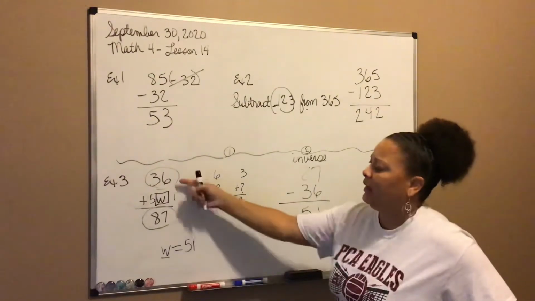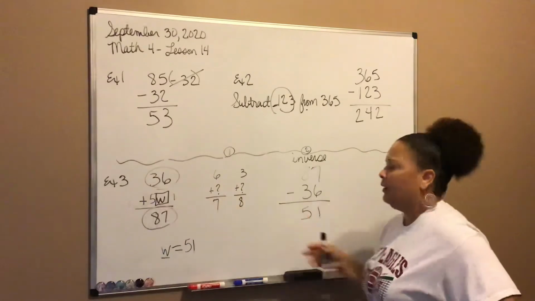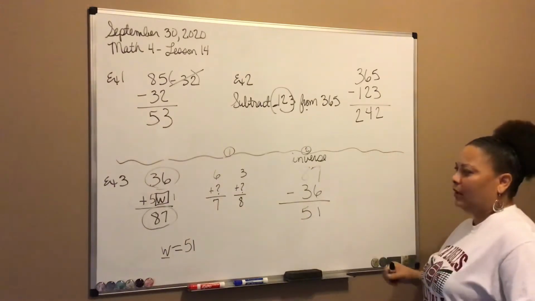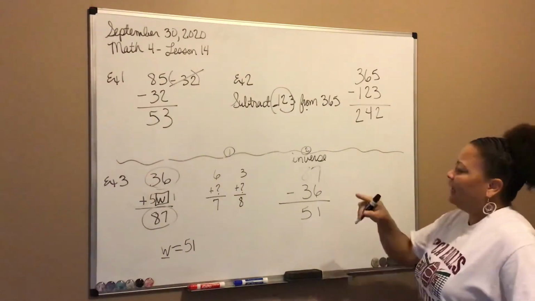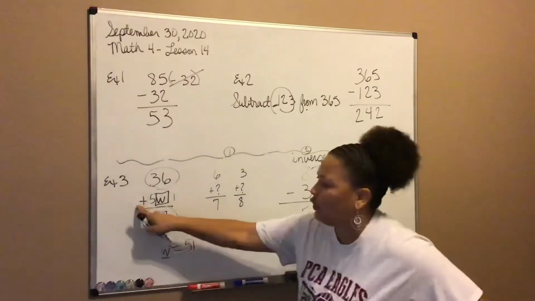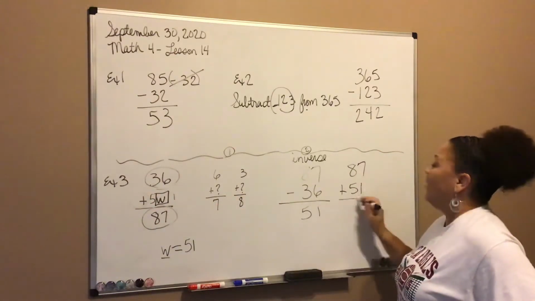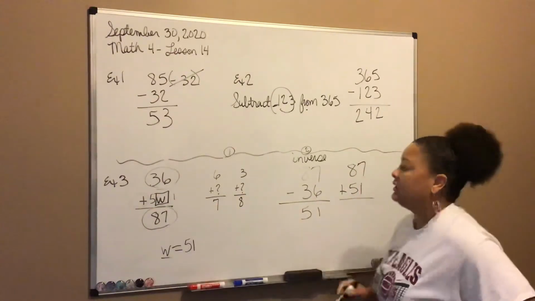It's kind of already done if you did it the way that I do here and you see the 5 and the 1 there. But we always want to check our work, all right? So we plug it in. You say 87 plus, just like the original problem said, plus, we said W is 51, and that should give us what we originally started with.